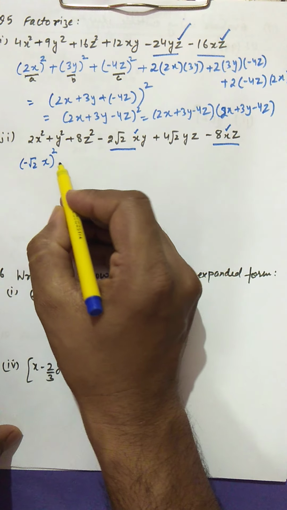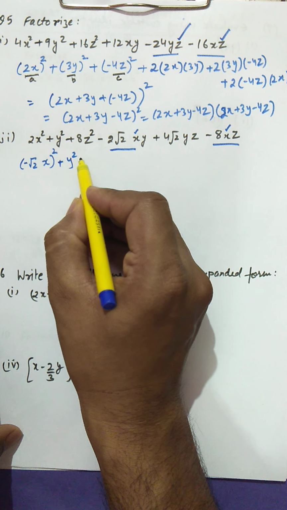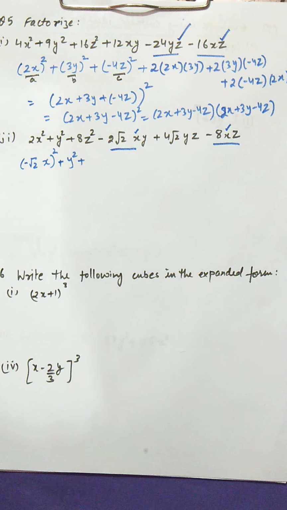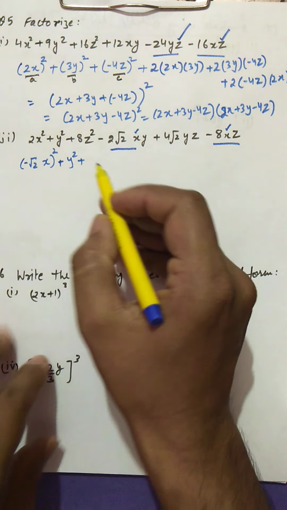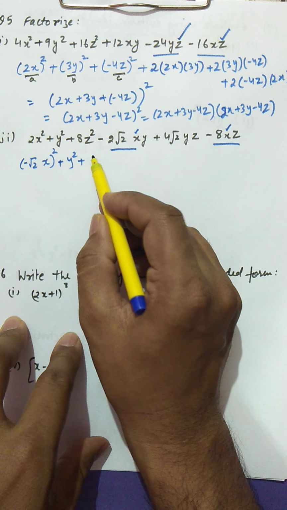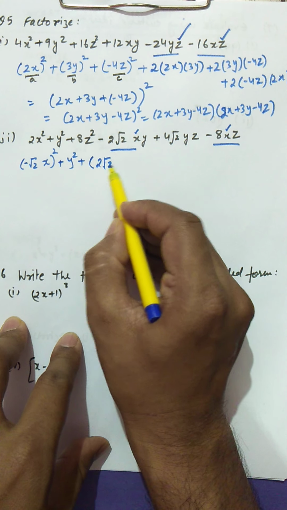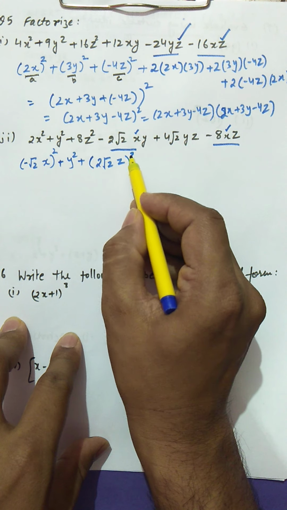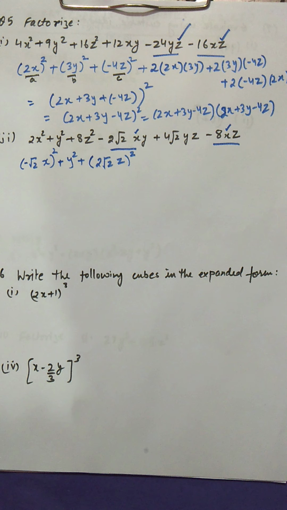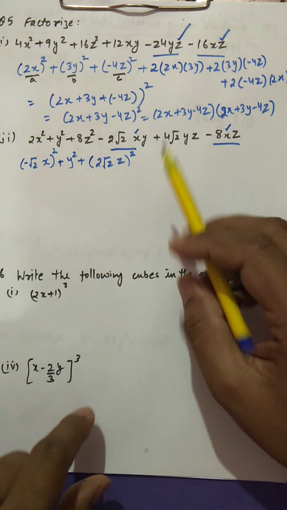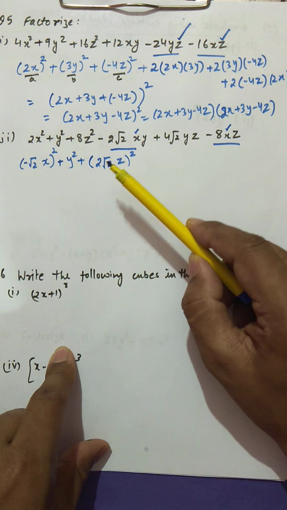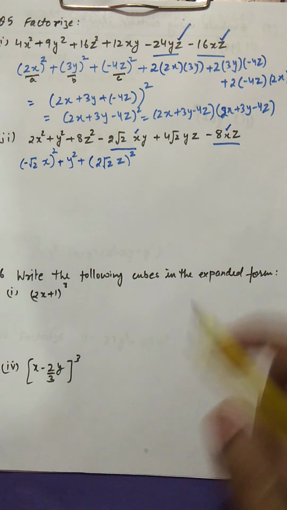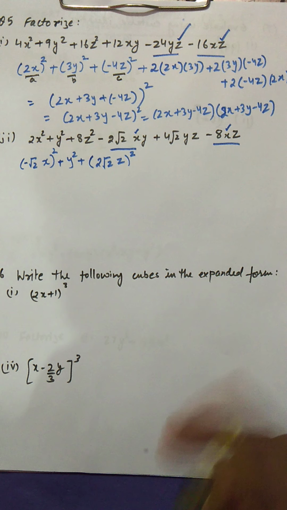Now y square, all terms will remain positive, and now 8z square. Can some of you think how you can write 8z square as a whole square? Those who can think, this is really good. Otherwise you write 2 root 2 z whole square. If you now do the square, 2 square is 4 and root 2 square is 2. So 4 into 2 will be 8. So you will get 8z square.